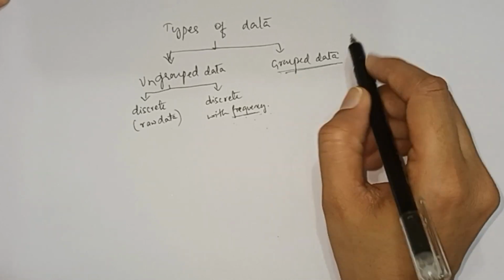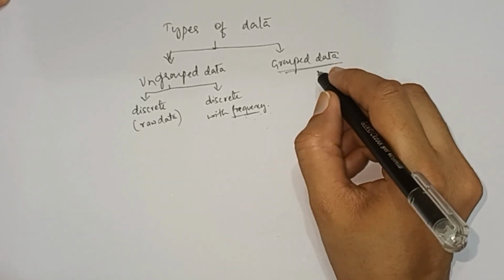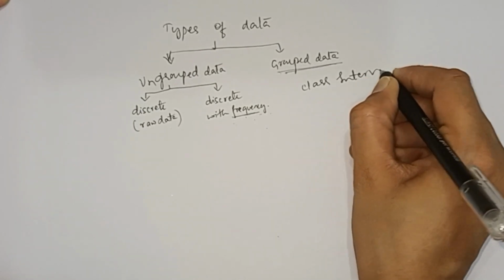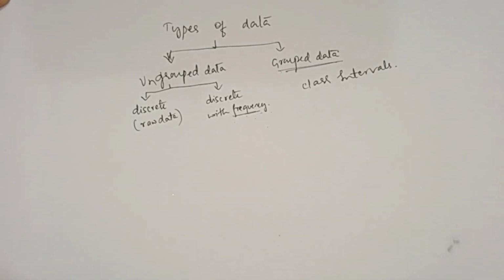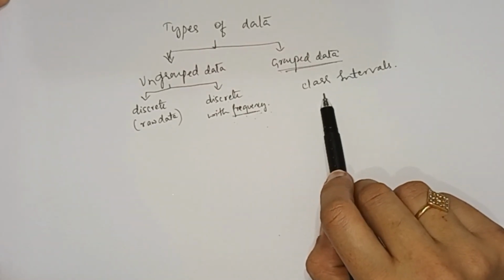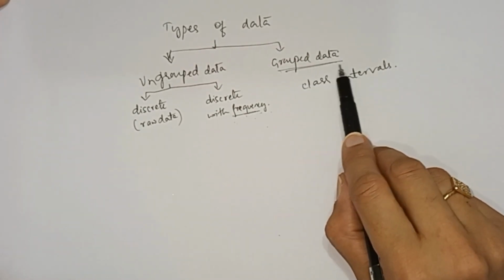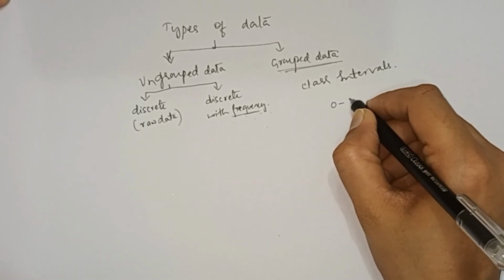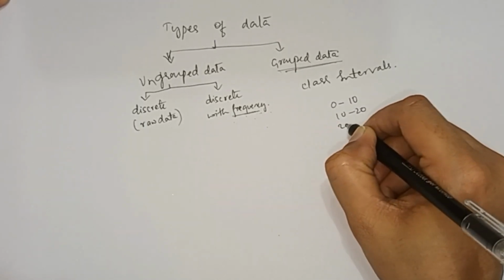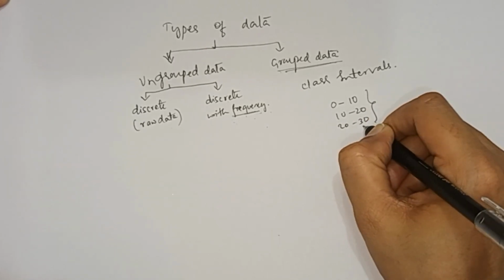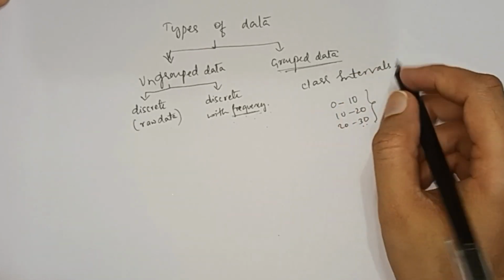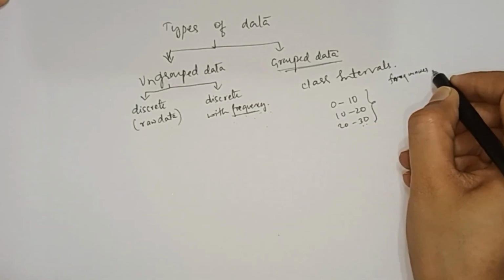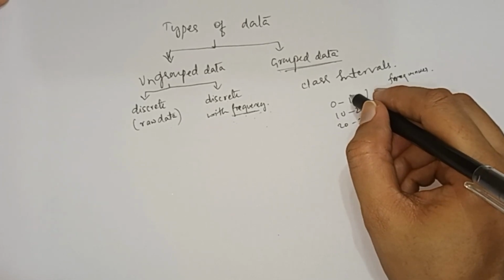Grouped data means here the data points are grouped in the form of class intervals. That is, when you have a continuous variable, then you will get grouped data for that continuous variable. You will have the class intervals as a data value range: 0 to 10, 10 to 20, 20 to 30, that way. So then we call such data grouped data. Then you have frequencies corresponding to those class intervals.